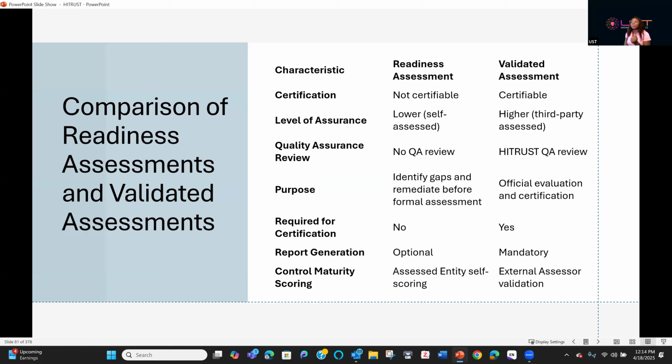And then control maturity scoring, assessed entity's self-scoring, right? Remember, it was a no. Again, for scoring, for readiness, for E1 and E2, I think we may mention the level of implementation, but for validated, external assessor validation is required.